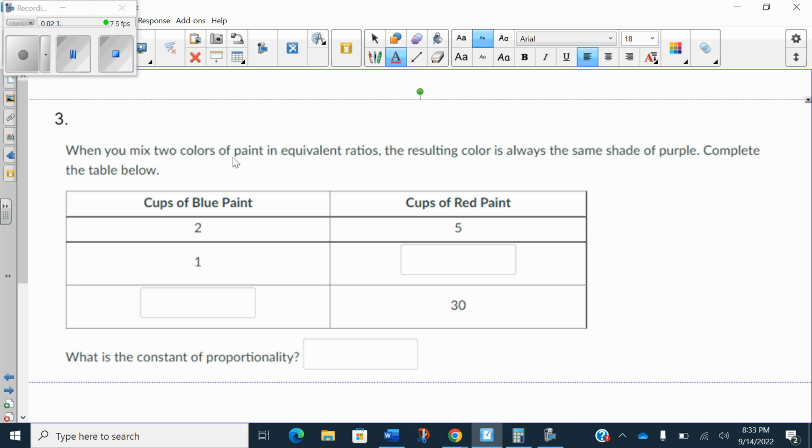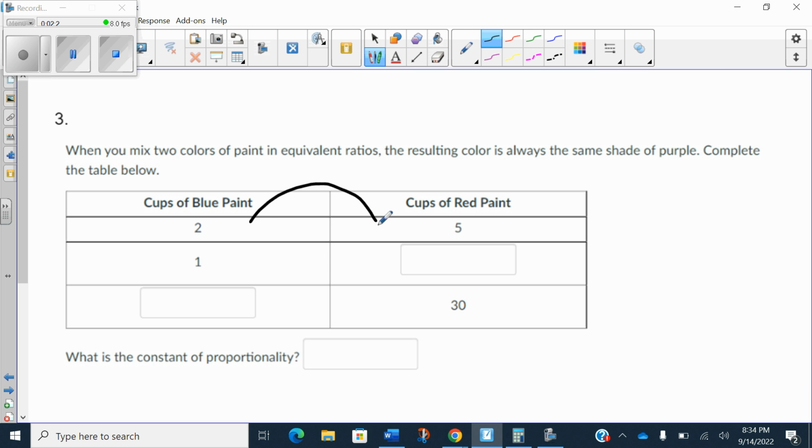When you mix 2 colors of paint in equivalent ratios, the resulting color is always the same color of purple. Fill in the table below. So I see to get from here to here, I'm going from 2 to 5, and it says that it is proportional because it has the same ratio, so I know that. So I'm going to do y divided by x, so 5 divided by 2 equals 2.5. So to get from here to here, I'm multiplying by 2.5. So I'm going to do 1 times 2.5, so that's 2.5.